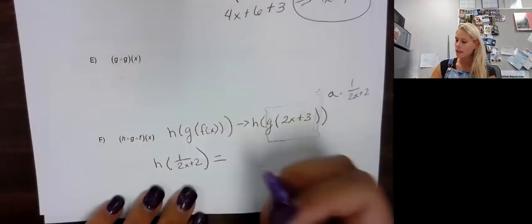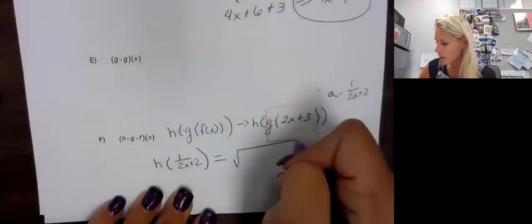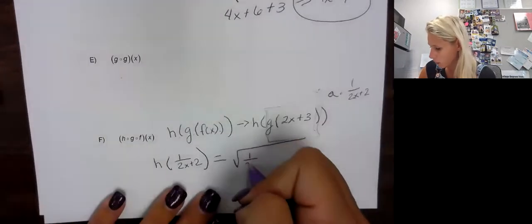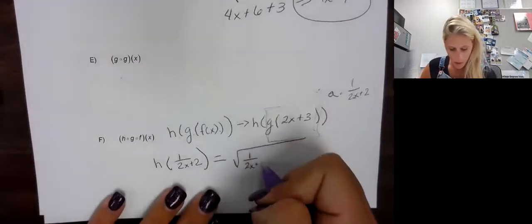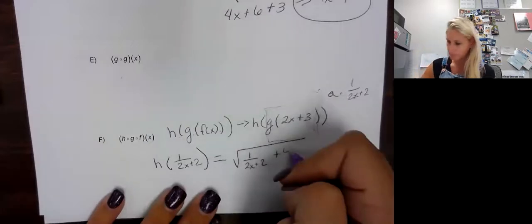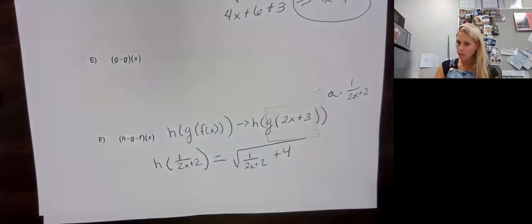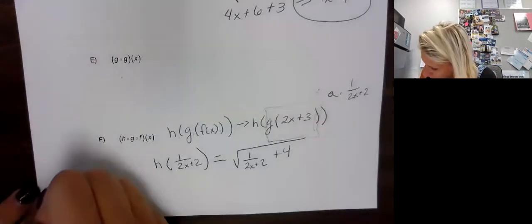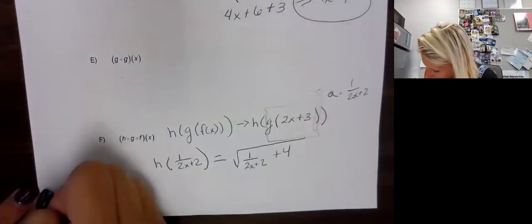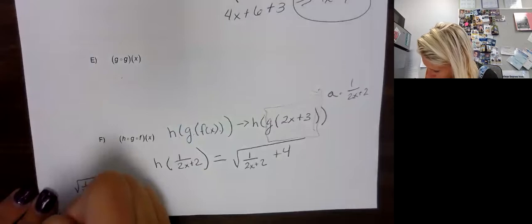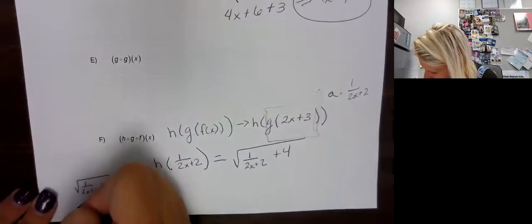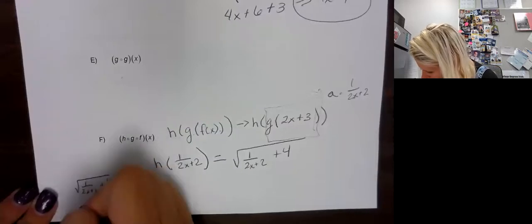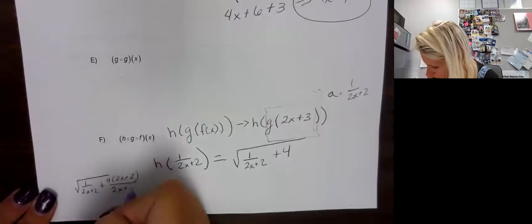So I'm going to start writing h, which is the square root. Now, usually you would have x right there, but we're replacing it with this 1 over 2x plus 2 plus 4. We want to simplify that more. Okay, so common denominator. So I get the square root of 1 over 2x plus 2 plus 4 times 2x plus 2 all over 2x plus 2.